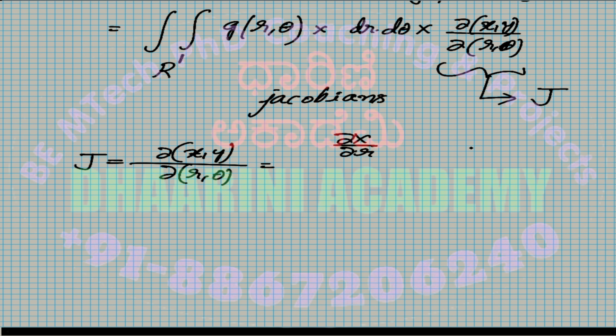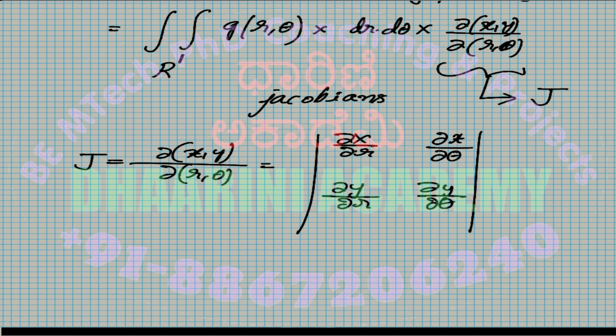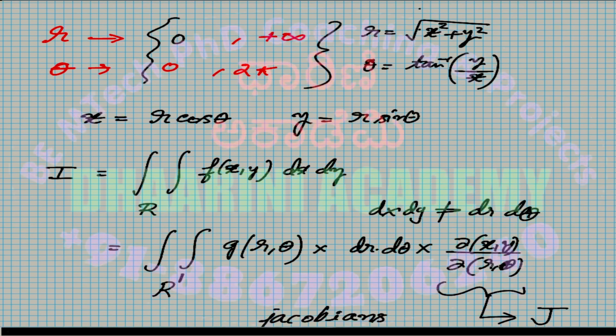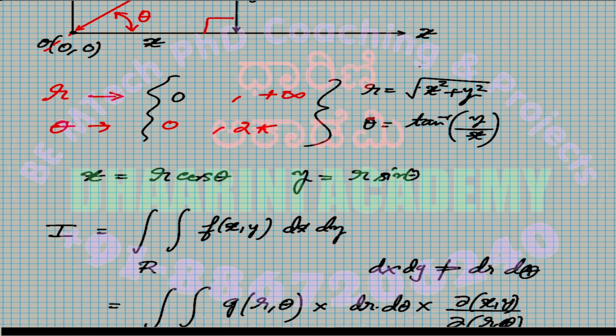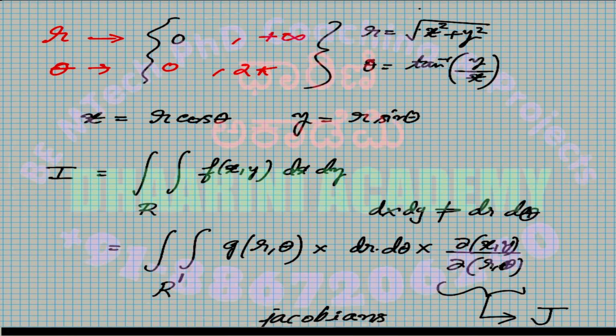Since it's being covered for you, you should be able to relate. So this is dou x by dou theta. See how much x varies when r is changed, how much x varies when theta is changed. That's the first row. Similarly, this is dou y by dou r, and this is dou y by dou theta. That's all. So you take a determinant. Anyway, we know what x and y are, correct? What is x in terms of r and theta? x equals r cos theta, y equals r sin theta.